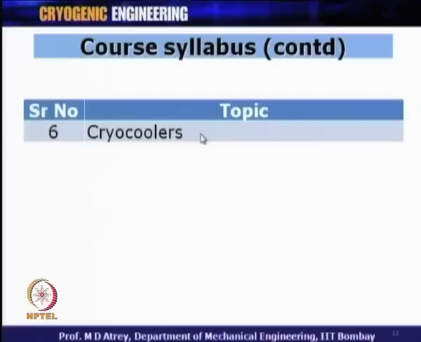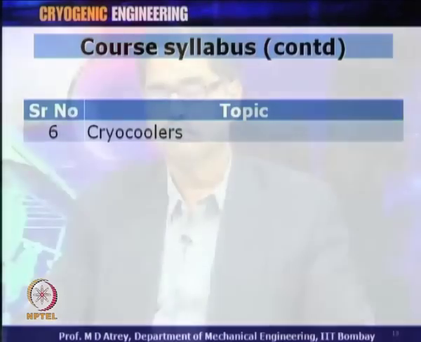A cryocooler is just a refrigerator which produces very low temperature in a closed cycle manner. For example, there are different types of cryocoolers, called the Stirling cooler, the Gifford-McMahon cryocooler, and the pulse tube cryocooler. This is a cryocooler which is a Stirling type cryocooler developed at IIT Bombay.